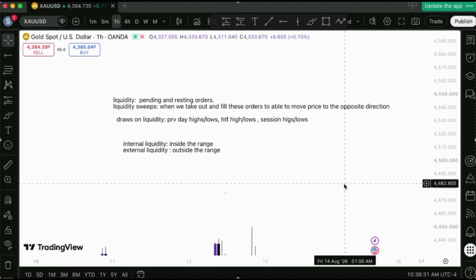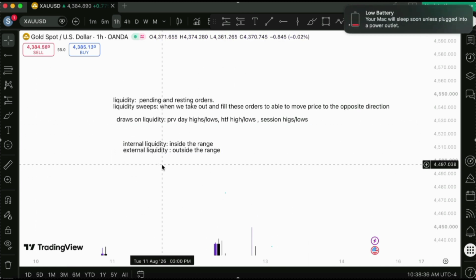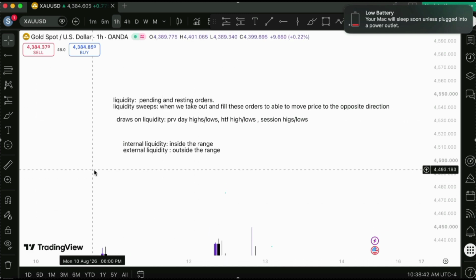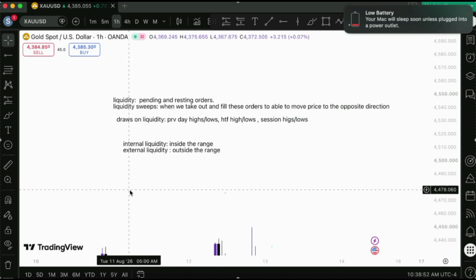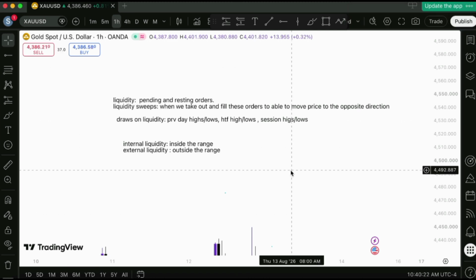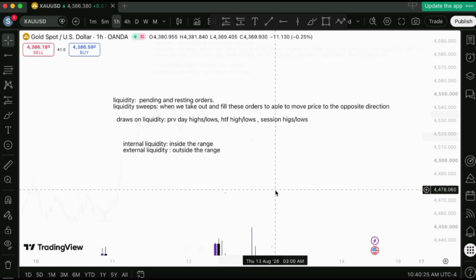I'll also tell you that there are two types of liquidity. Internal liquidity is inside the range, and external liquidity is outside the range. Outside I mean the major highs and lows, okay. And internal I mean those small highs and lows. I'll show you guys in some examples on the chart, so let's go.